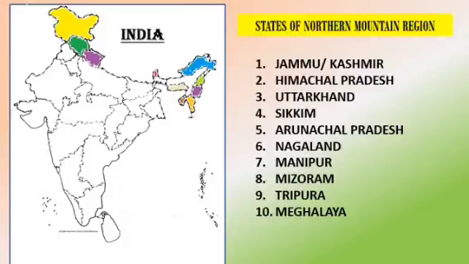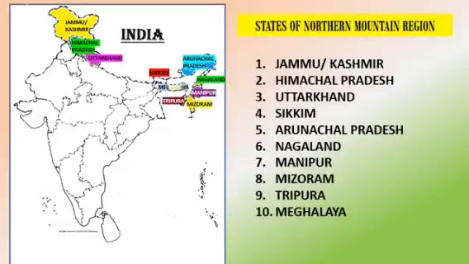The states of northern mountain region are Jammu and Kashmir, Himachal Pradesh, Uttarakhand, Sikkim, Arunachal Pradesh, Nagaland, Manipur, Mizoram, Tripura, and Meghalaya. I'll repeat. The 10 states included in northern mountain region are Jammu and Kashmir, Himachal Pradesh, Uttarakhand, Sikkim, Arunachal Pradesh, Nagaland, Manipur, Mizoram, Tripura, and Meghalaya.